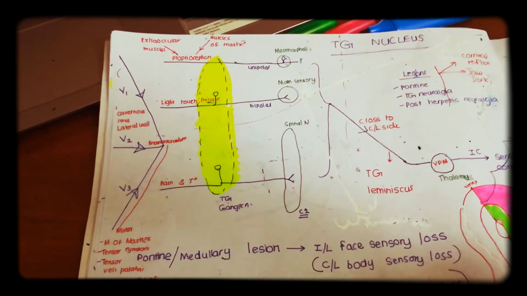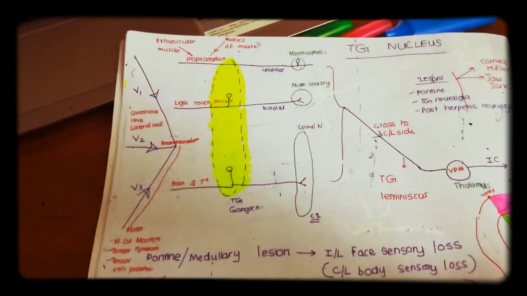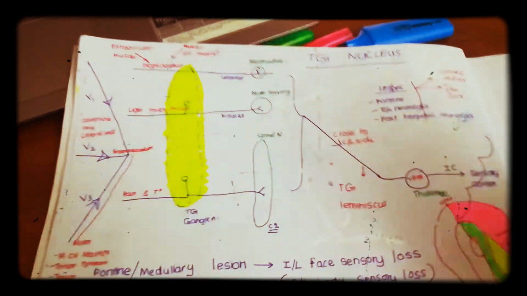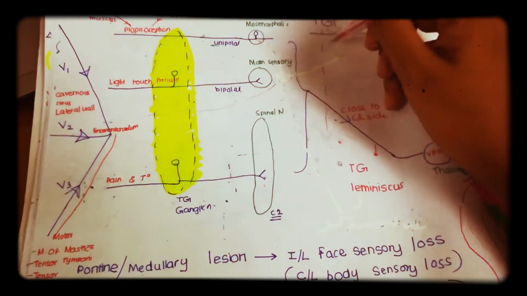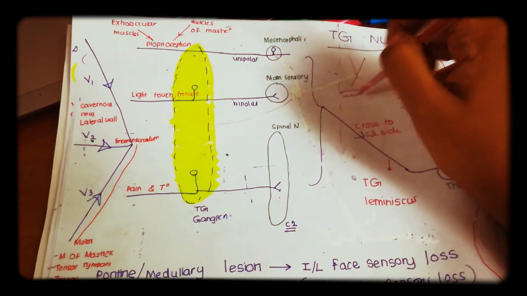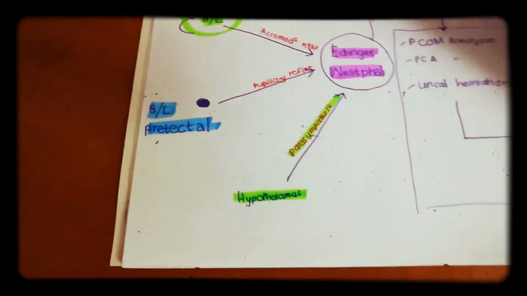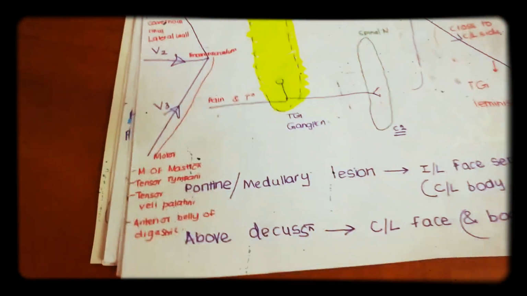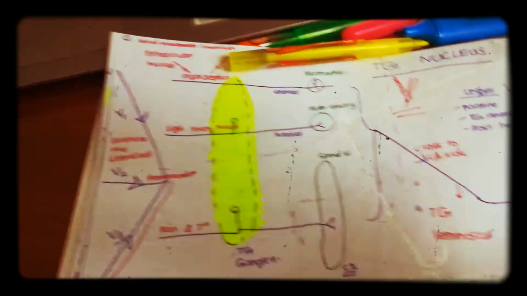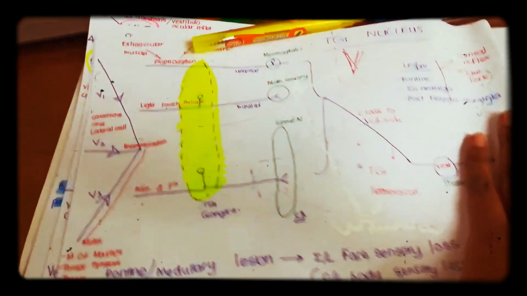Going to talk about the fifth cranial nerve, the trigeminal nerve. The fifth cranial nerve is important. It is both sensory and motor. But the sensory part is very important. We will look at the sensory part first.